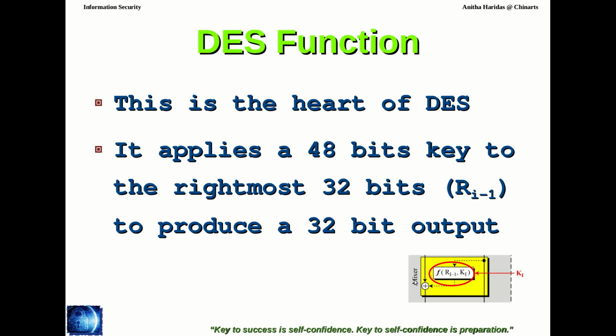So inside the DES round, we have a mixer and a swapper. Inside the mixer component, we have a DES function f of Ri-1 comma Ki. So this function applies a 48-bit key to the rightmost 32 bits, which is Ri-1, and this 48-bit key is represented as Ki, and this produces a 32-bit output. We are going to discuss what are the different elements or the components that are available in this function.